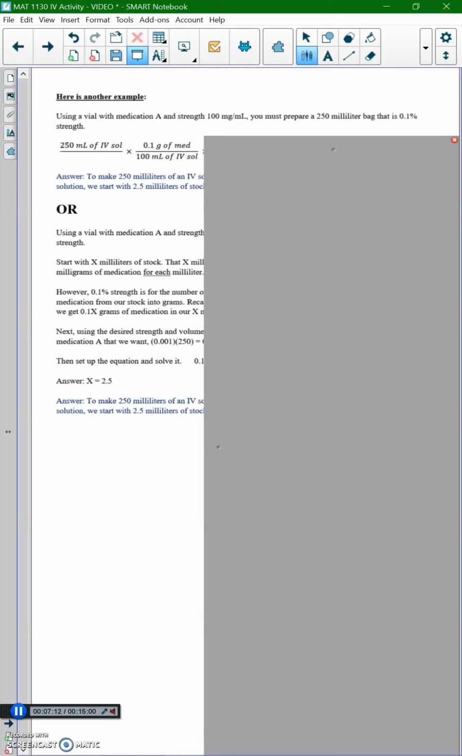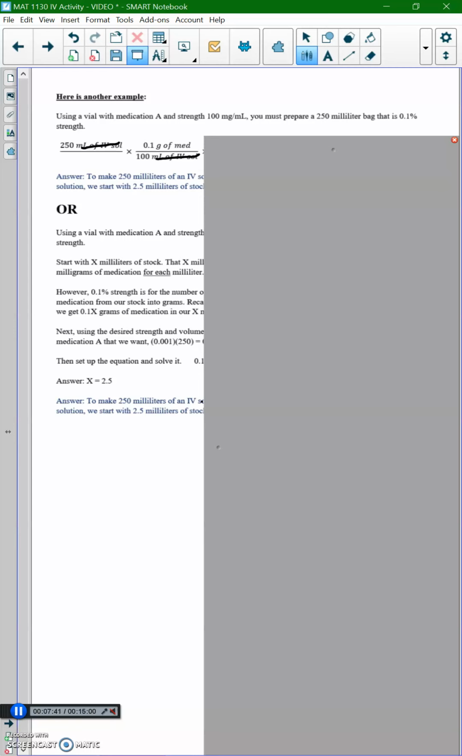We've got 0.1 grams of medication per 100 milliliters of IV solution. And so we knew we wanted the milliliters of IV solution to be in the denominator so that when we have the units of milliliters of IV solution in the numerator and in the denominator, those units will cancel out and leave us currently in grams of medication.